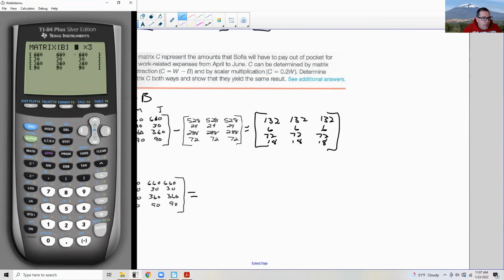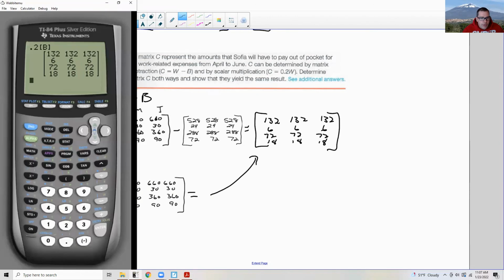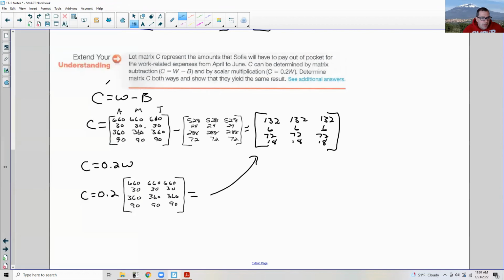So I want to take 20% of matrix B. So I go to my home screen and I take 0.2 times matrix B, and hit enter. And notice I got the same answer as here. Okay. 132, 6, 72, 18. So obviously, if you're going to take something and subtract 80% of it, it's going to be the same as multiplying it by 20%. Okay, so scalar multiplication can also be equivalent to a scalar subtraction.